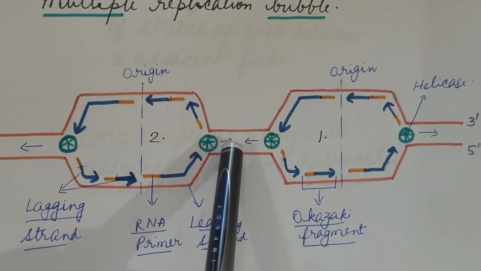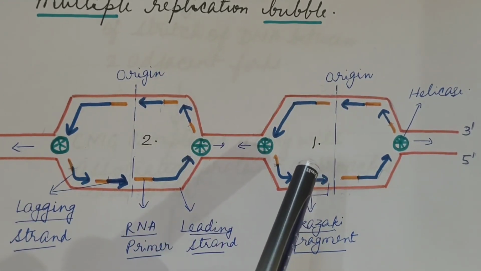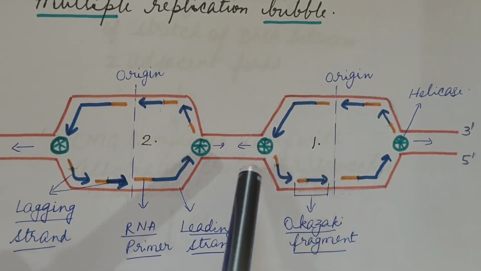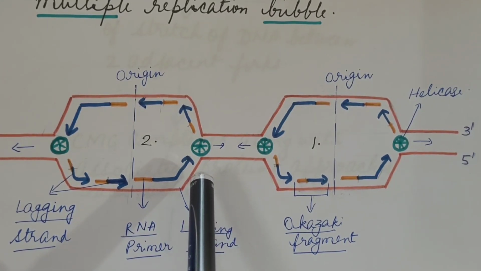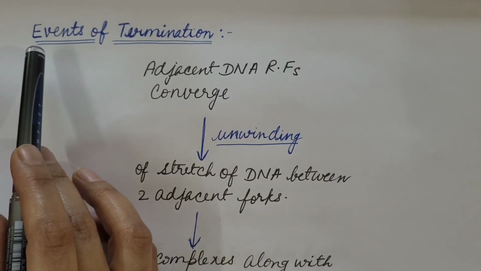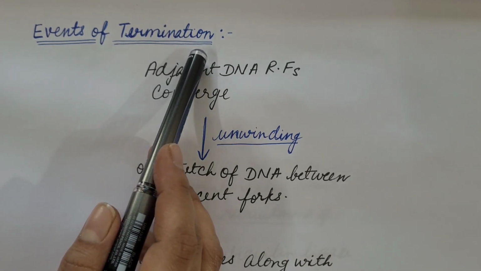That means this entire section of the template is replicated, and thus the termination of the replication takes place. Similar will be the case for the other adjacent replication bubbles, as the eukaryotic linear DNA has multiple origins of replication and hence multiple replication bubbles are formed. Now let us discuss the events that take place during termination.